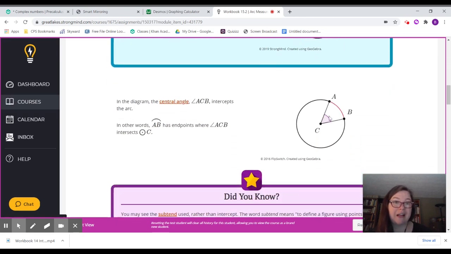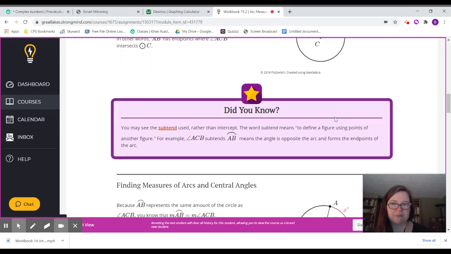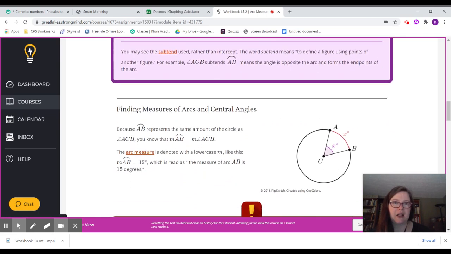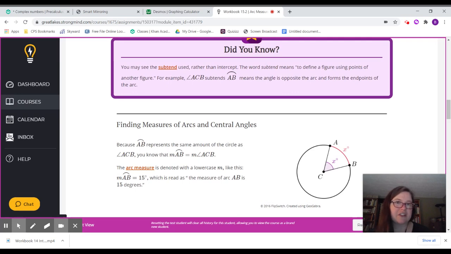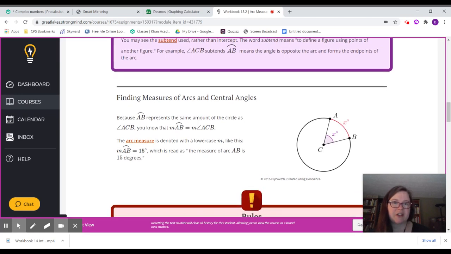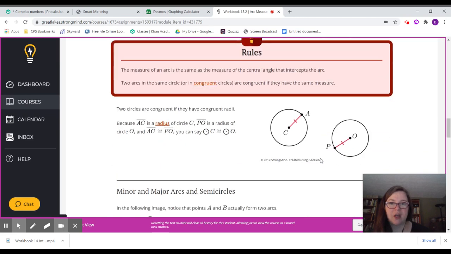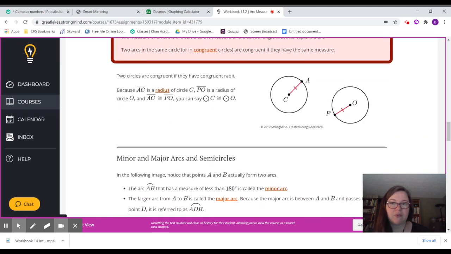We have the central angle. It is equivalent to the arc measure. So we measure arcs in degrees, just like you do an angle. So this central angle is the same as that arc measure. And subtend means it intersects it to define a figure using another figure. So we're saying an angle subtends the arc, meaning that they have the same things. So we have arc measure. Then we have congruent circles, which would have the exact same radius.